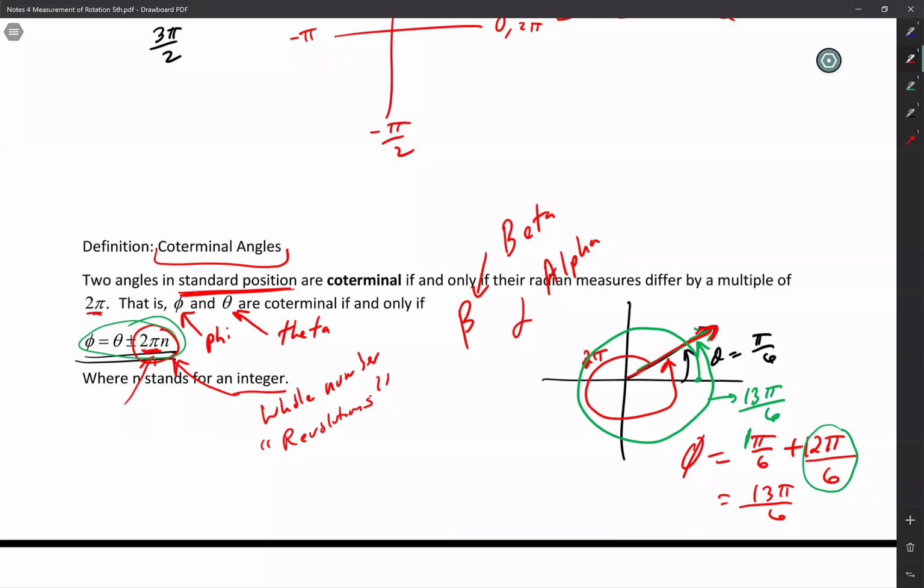Oh, I made that up. That's an example. I made up the pi over 6. All right, give me some more questions, guys.